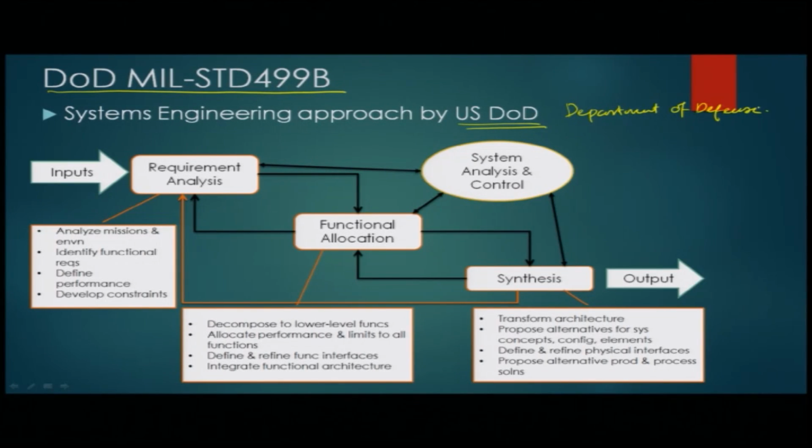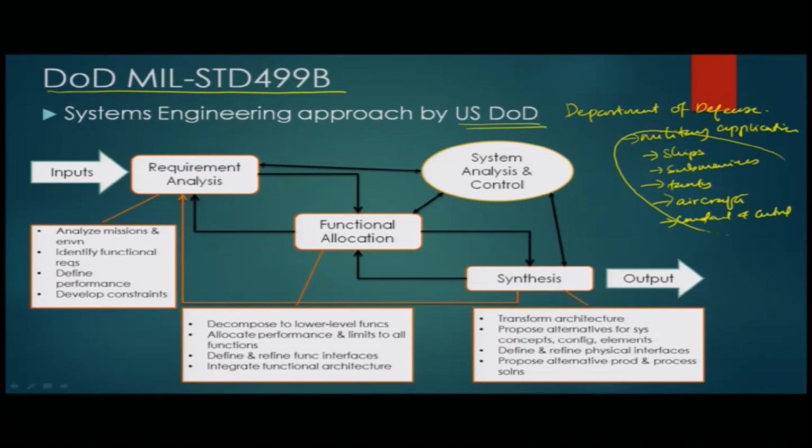So, the aim was to develop a system for military applications. So, stuff like ships, submarines (a submarine is also one kind of ship), tanks, airplanes, aircraft, command and control, etc. These are specific military applications, and the approach to develop these things was outlined by the US Department of Defense.